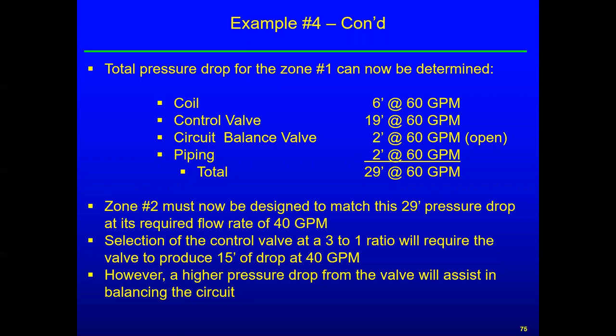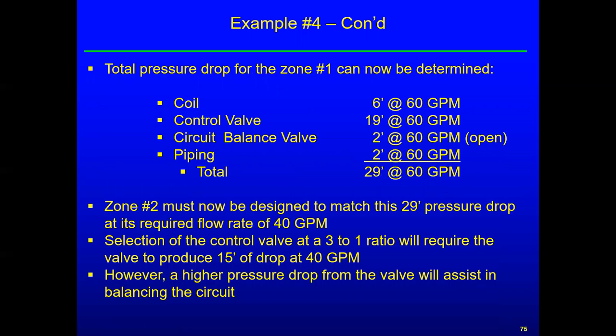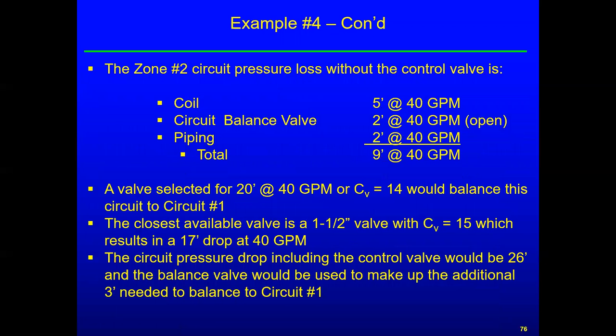Selection of the 3-to-1 ratio on the control valve. If we go back, we can see that the coil itself is 5 feet. So 3 times 5 is 15. That's what we're shooting for. However, a higher pressure drop from the valve will assist in balancing the circuit. So he's going to, based on, I guess, some experience, try to get a little bit higher drop across the control valve, because it's going to help make the numbers come out. It's going to help balance it a little bit better, a little less with the control valve.